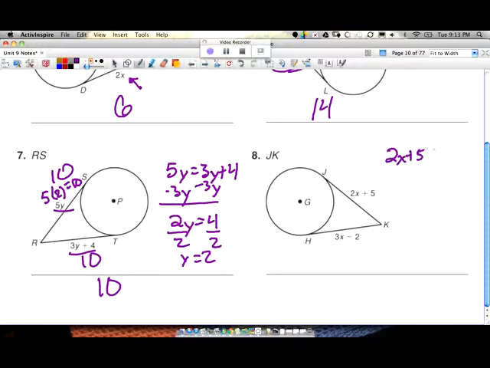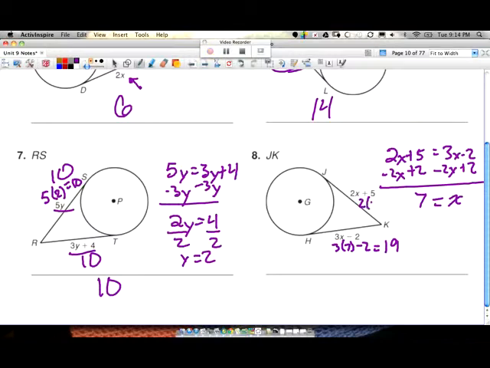Alright, last one. It says 2x plus 5 is going to equal 3x minus 2. This is way easy algebra. I think these equations are too easy for you guys. We need to step it up a little bit. 7 equals x. No big deal there, but when you plug it in, let's see what we get. 3 times 7 minus 2 equals 21 minus 2, or 19. Down here, same kind of idea. 2 times 7 plus 5 is 14 plus 5, or 19. Oh, it's 19 because they're the same. Too easy, right? Way too easy.